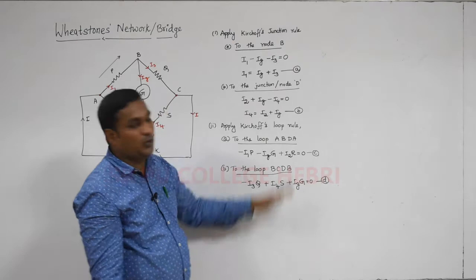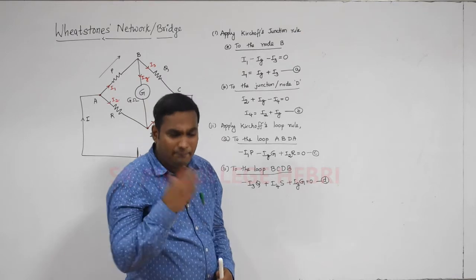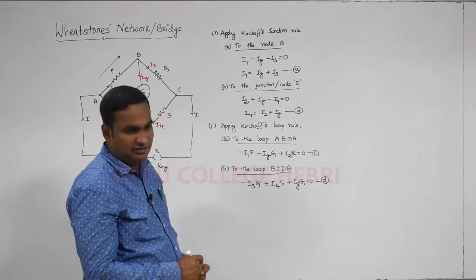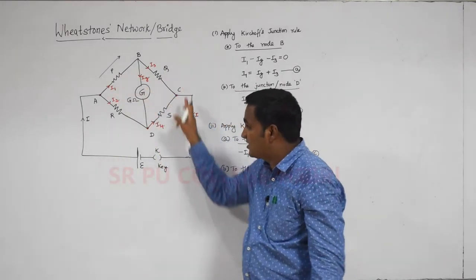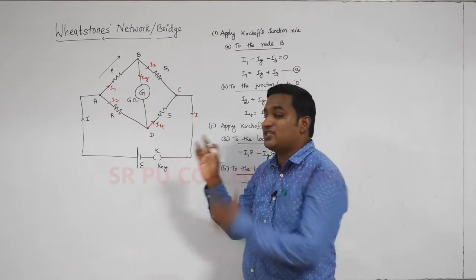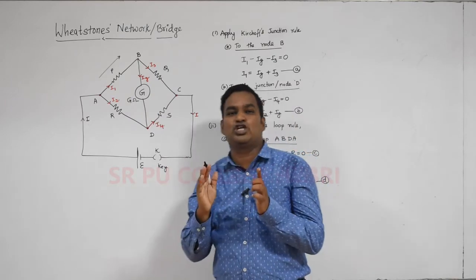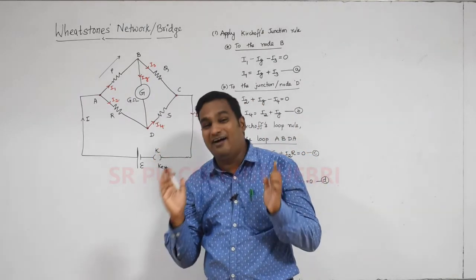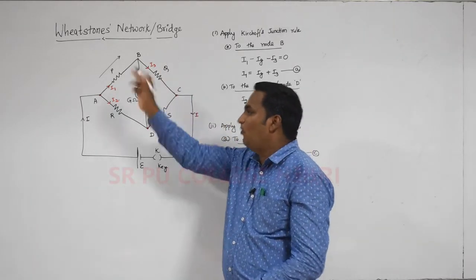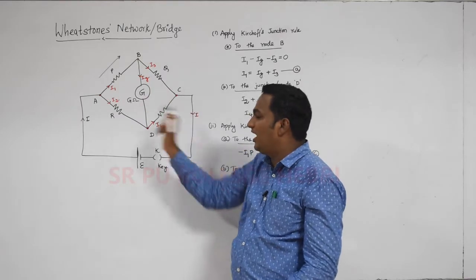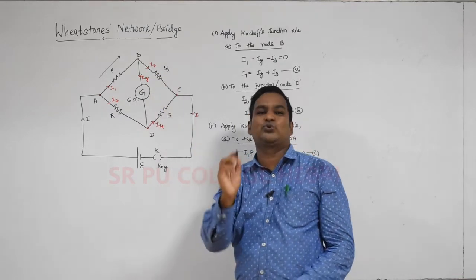Once you get the 4 equations, you have to think about the balanced condition of the Wheatstone bridge. By applying the balanced condition, we have to select the 4 resistance values P, Q, R, S in such a way that the current flowing through the galvanometer is equal to 0. Dear student, under the balanced condition of the Wheatstone bridge, we select the 4 resistor values PQRS such that the current flowing through the galvanometer is 0.